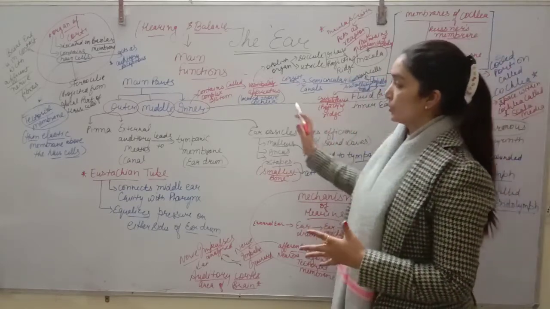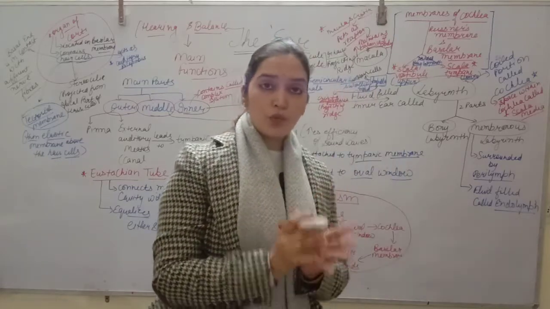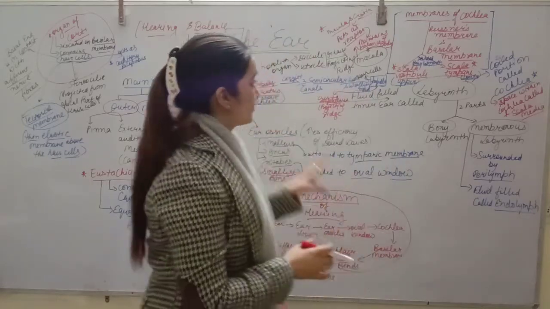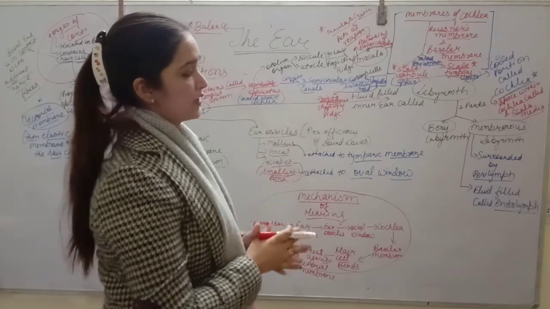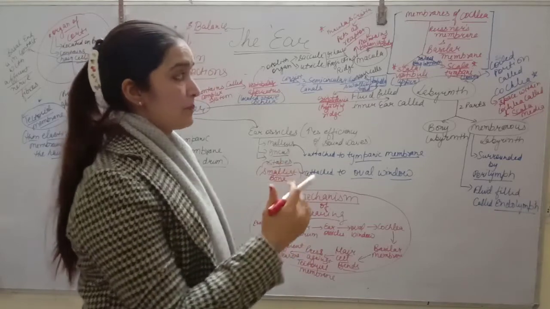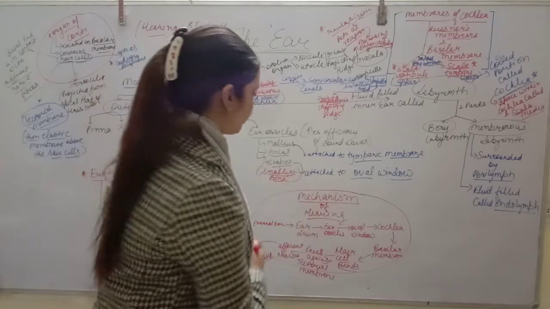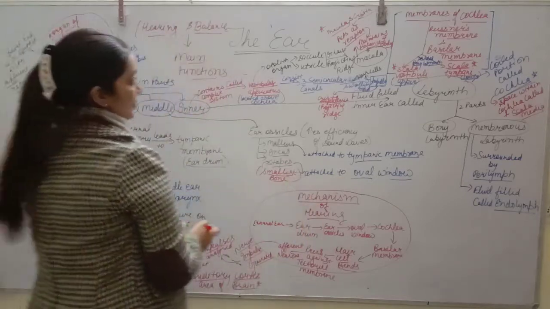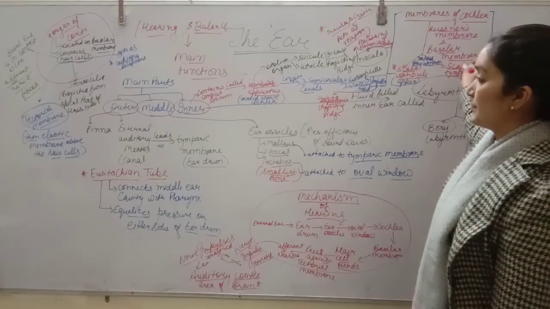This inner ear is comparatively more important for NEET, because many questions can be asked on the cochlea on the basis of bony and membranous labyrinth, the types of fluid inside, and the scala vestibuli, scala tympani and scala media: what they are and what type of membrane is present in them. These membranes, the resonant membrane and the basilar membrane, are very very important.